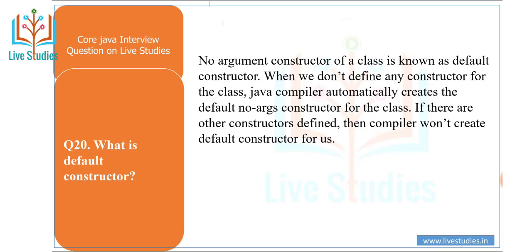Another question: what is the default constructor? A no-argument constructor of a class is known as a default constructor, meaning there is no argument in the constructor. When we don't define any constructor for the class, the Java compiler automatically creates the default or no-argument constructor for the class. If other constructors are defined, then the compiler will not create a default constructor for us.